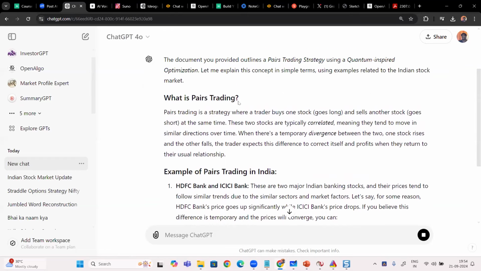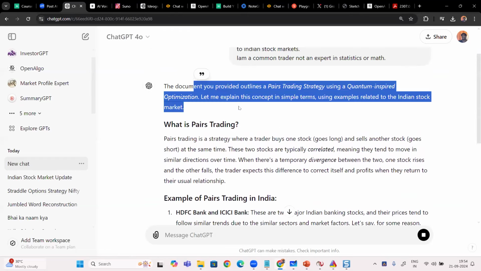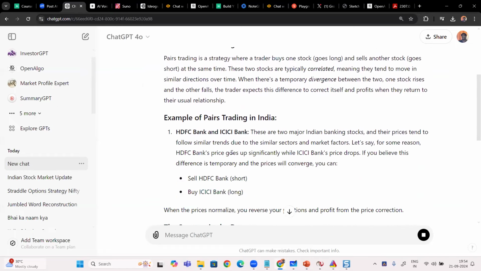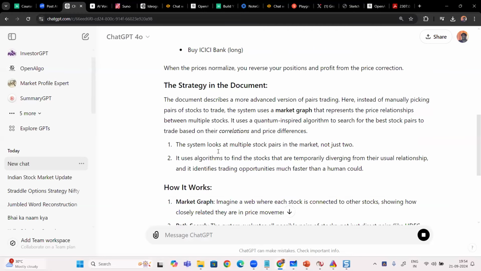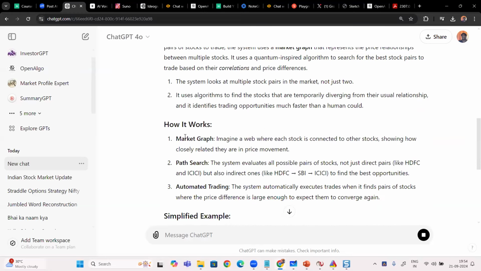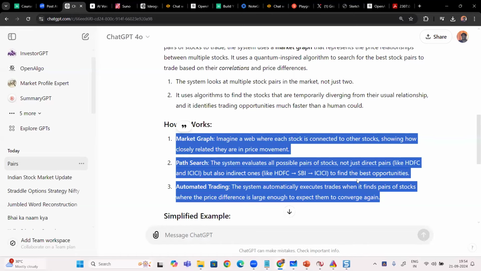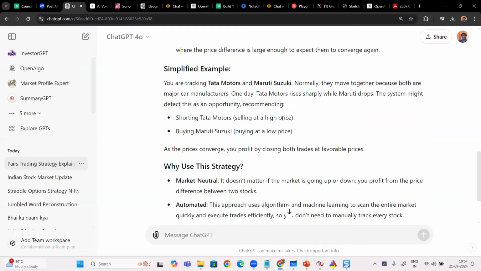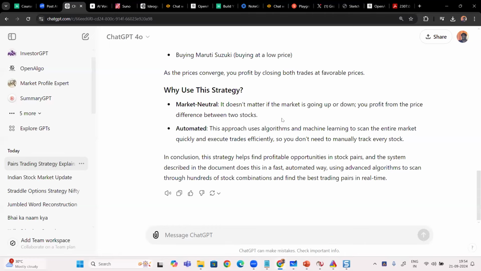So what is this document trying to explain? It's trying to explain the pair trading strategy using quantum inspired optimization. God knows what that is all about. But now we can get some simplified examples about it: what the strategy is, how it works, and what concepts have been used. It also talks about simplified examples like Tata Motors and Maruti, why they are selecting those, what the fundamental factors are, and why to use that strategy.